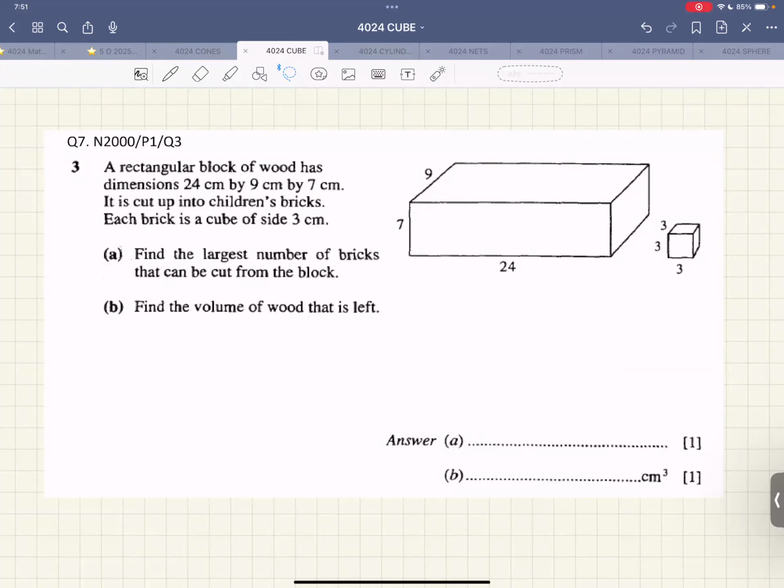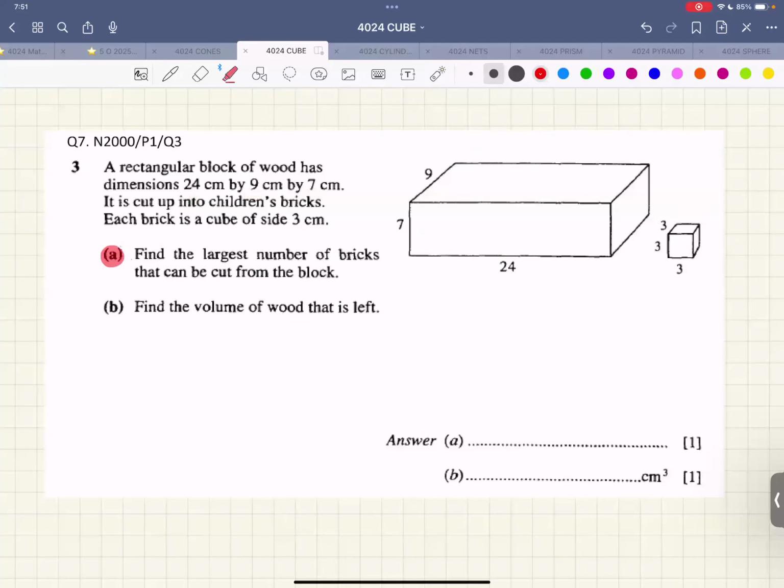Now it says a rectangular block of wood has dimensions 24, 9, and 7. So that is 24, and then 9, and then 7. It is cut up into children's bricks, so that is the children's brick, 3 by 3 by 3. Each brick is a cube of side 3 centimeters. Find the largest number of bricks that can be cut from the block.